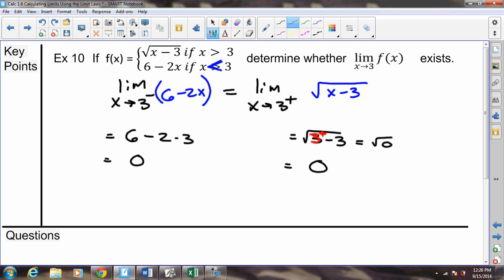Now please note, this 3 is coming in from the right-hand side, which means we have a little bit bigger than 3. And if it's a little bit bigger than 3, then when we subtract it off, we get positive numbers. That is taking square roots of positive numbers, so it does actually exist. We're not having issues where we're taking square roots of negatives and having pieces outside the domain. It does work.